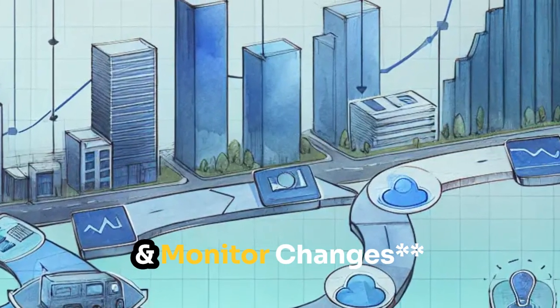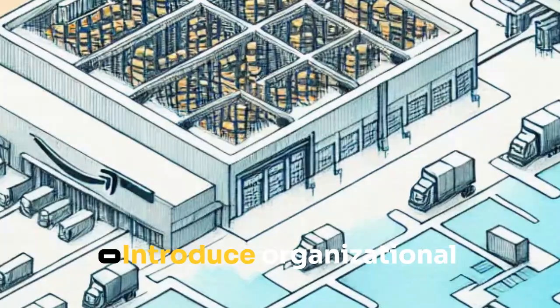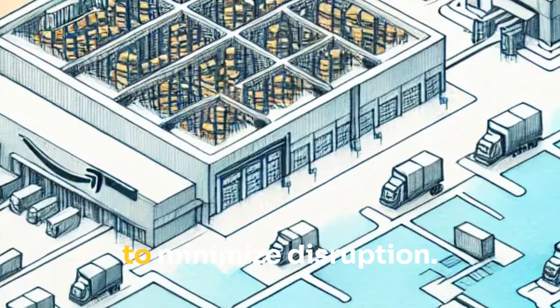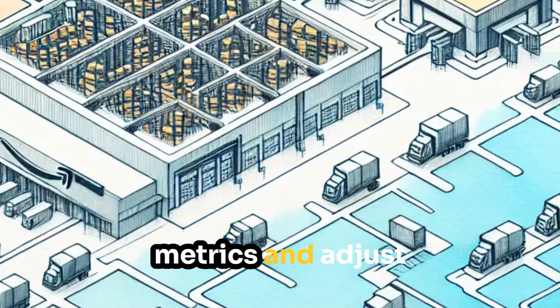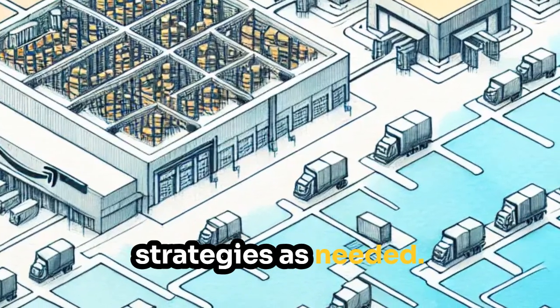5. Implement and monitor changes. Introduce organizational adjustments in phases to minimize disruption. Measure performance metrics and adjust strategies as needed.